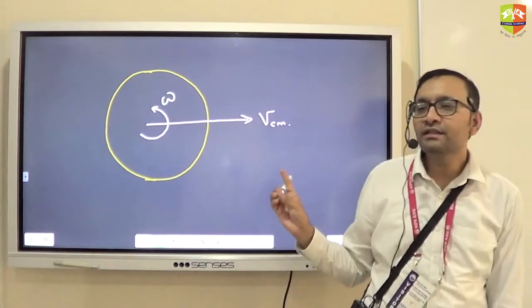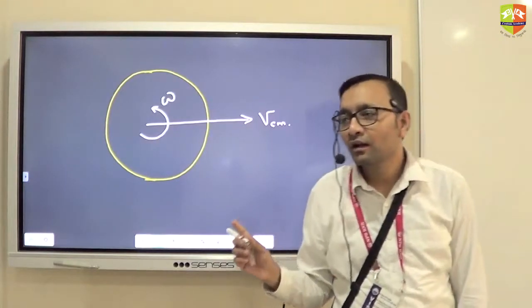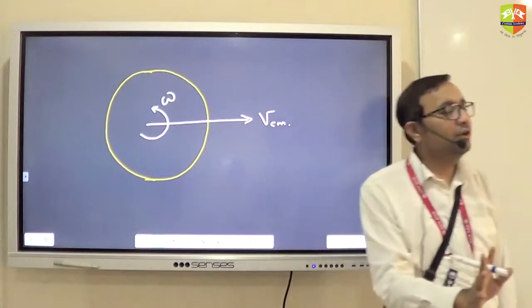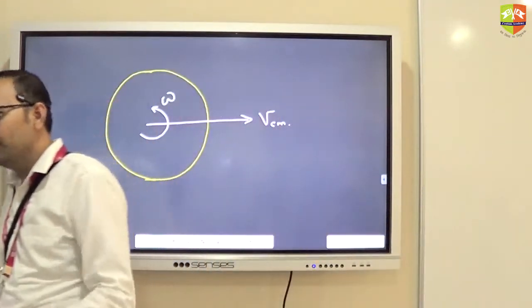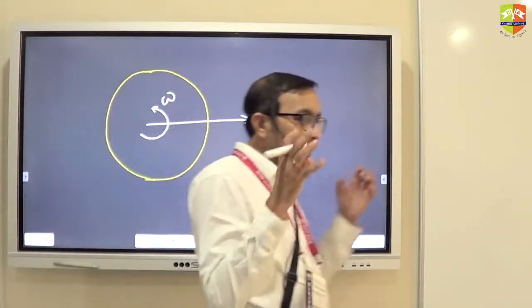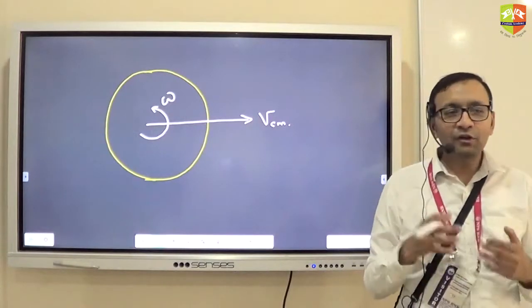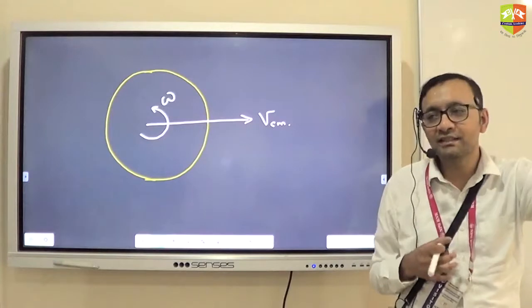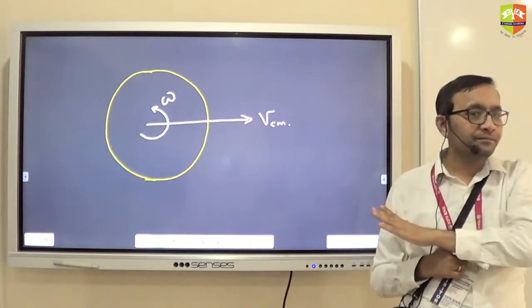Whose angular velocity is this? Which points? All the points on the rigid body. Every point has the same angular velocity on the rigid body. So I don't need to specify which point has this angular velocity. The entire rigid body has omega.